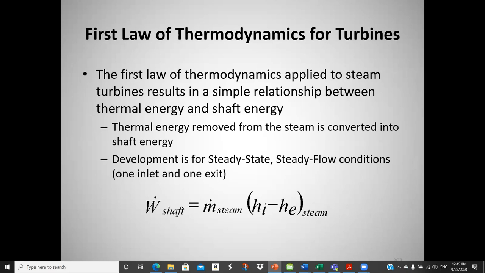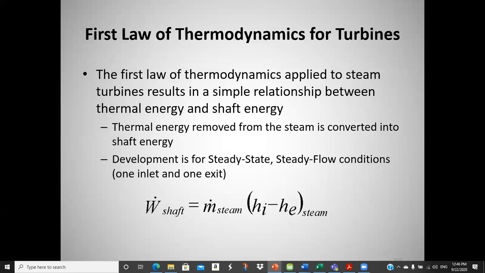So the thermal energy that comes out of the steam is converted into shaft energy. Pretty simple equation. And what you'll find from a first law efficiency is that these things are almost 100% efficient. What that says is that the amount of energy taken out by the turbine is almost all turned into work. But the problem with the condensing turbine is there's so much energy left in the exiting steam, and then you throw it away.